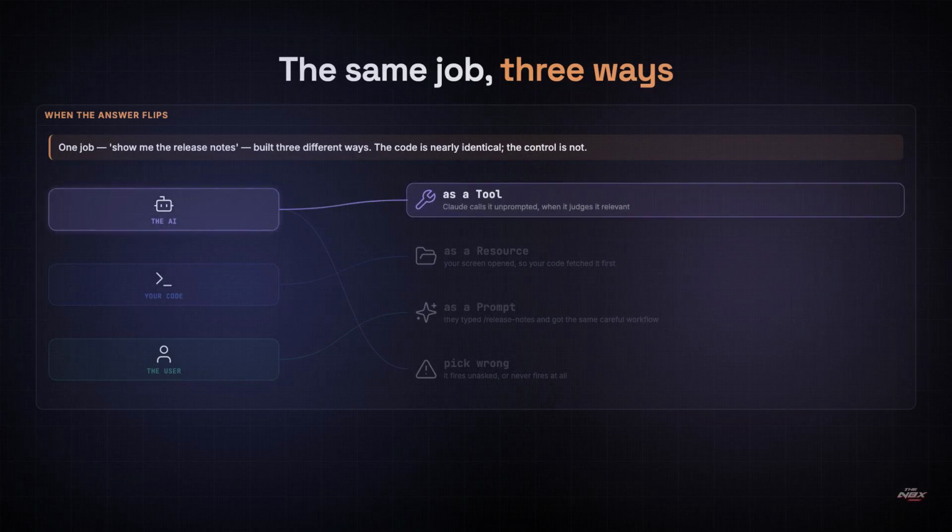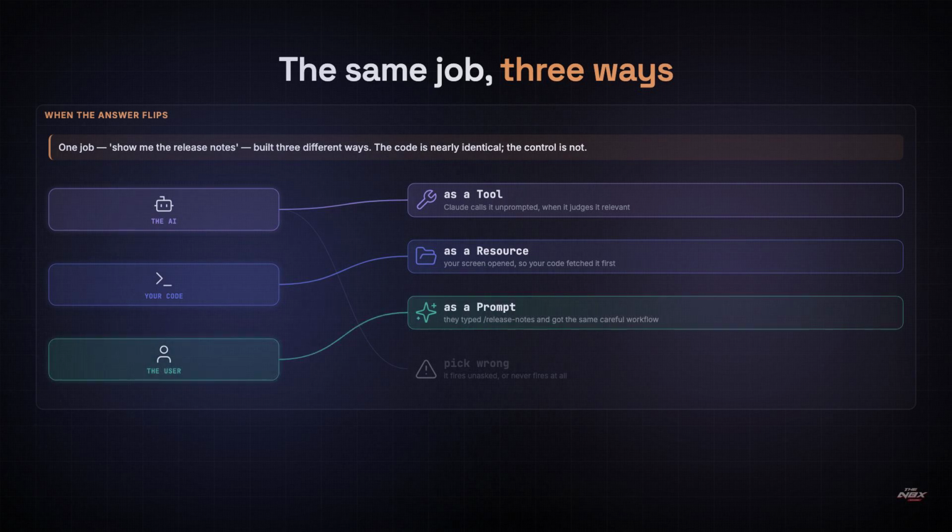As a tool, Claude decides. You ask a question, Claude reasons that release notes would help, and calls it unprompted. Good when the model should judge relevance. As a resource, your app decides. The user opens the releases screen, so your code fetches the notes and puts them in context before anyone asks. Good when you already know they're needed. As a prompt, the user decides. They type /release notes, and your pre-written instruction runs. Good when you want the same careful workflow every time. Same data, same server, 3 different owners, and picking the wrong one shows up as a feature that fires when nobody wanted it, or never fires when everybody did.